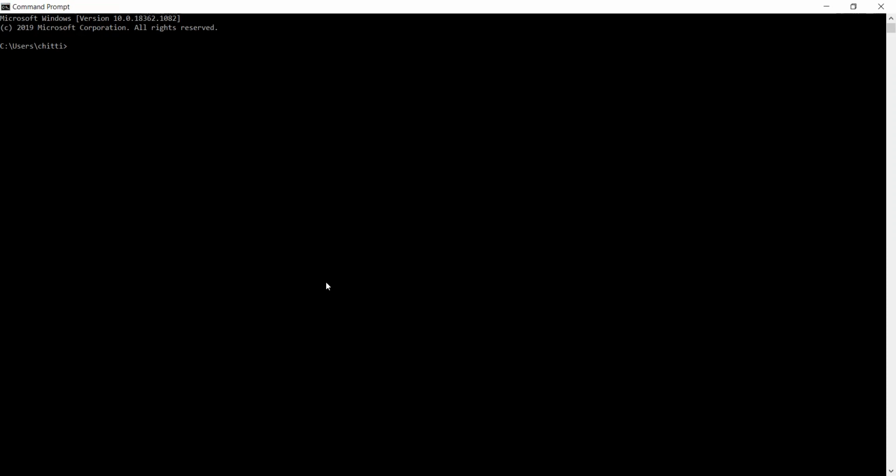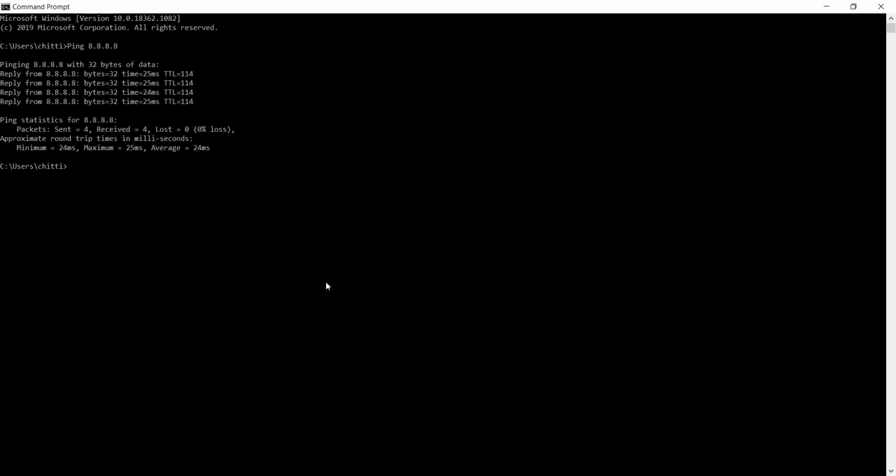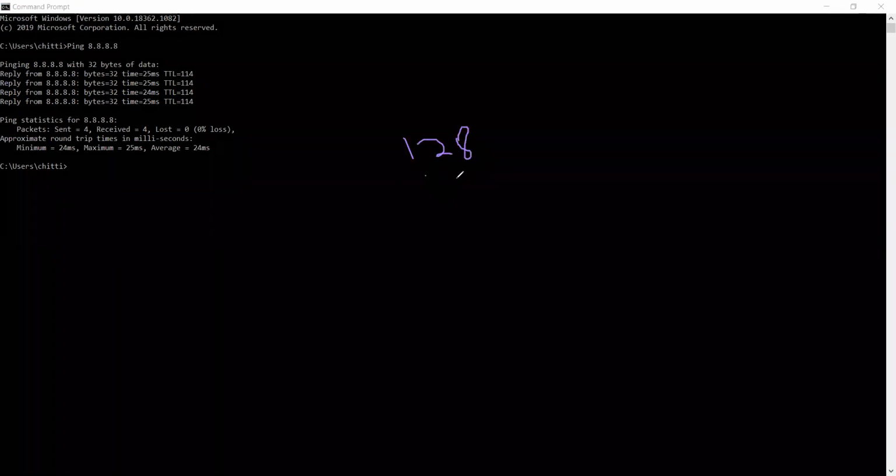Command prompt. Okay. Now, in this, if I'm generating a ping, for example, to Google's public IP address, I'm getting some reply. There you are seeing some TTL value, right? What is that TTL? 114. What did I tell you the TTL for Windows is? 128. So 128 minus 114, how much? 14.